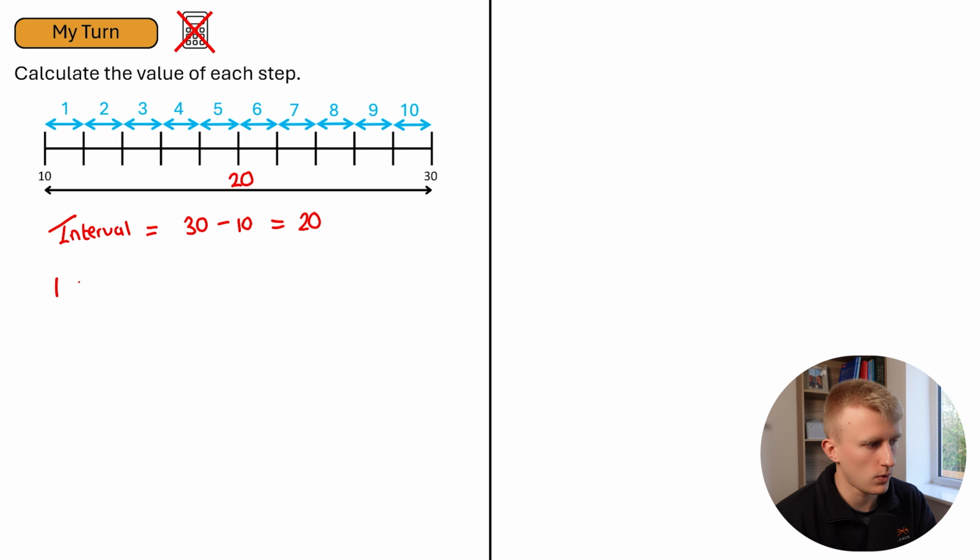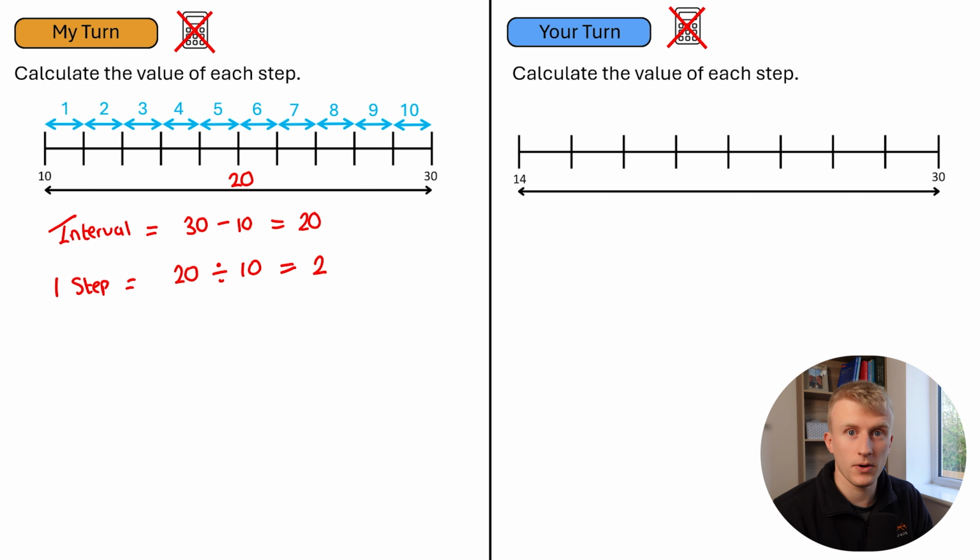So what we can say is that 1 step is equal to the total interval, which was 20, divided into 10 equal steps, which gives us an answer of 2. So each step is equal to 2. So pause the video and give this question a go.